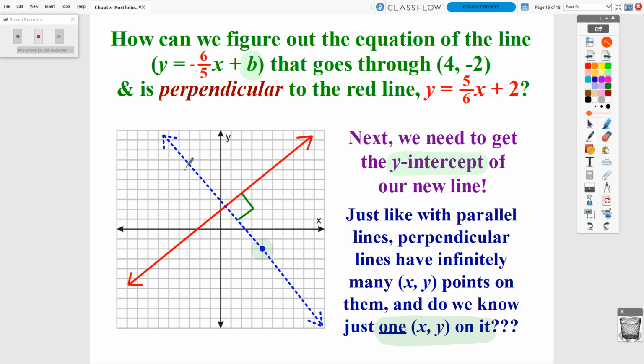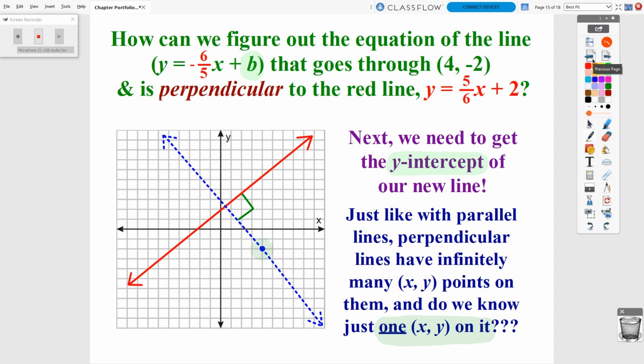How about we algebraically figure it out, and then we don't have to guess what it is? So again, this blue line has infinitely many x, y points on it. And it would be great if we only knew just one of those x, y points. Do we know any points that are on this line? Hey, we do. We have that 4, negative 2 again. So we're going to use that 4, negative 2 in really the same exact way that we did it if this had been a parallel problem.